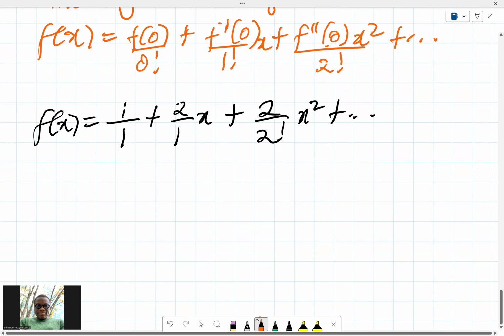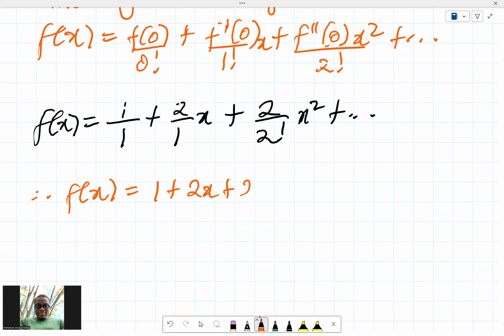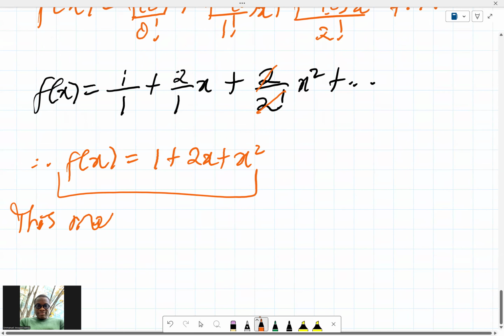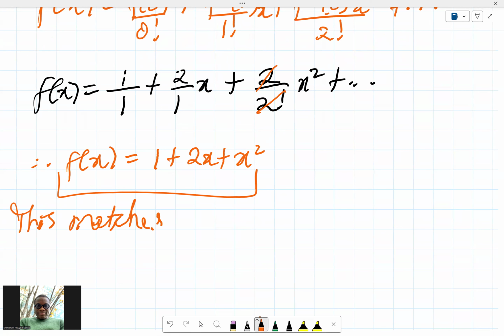So we can then say, therefore, the actual f of x is now 1 plus 2x plus x squared, because 2 cancels 2 factorial, since 2 factorial is 2. And that's exactly what we have when the power is 2. And you can say that this matches 2 combination n x raised to power n for sure. That matches very clearly.